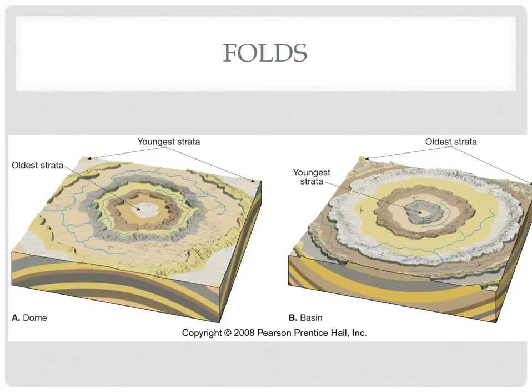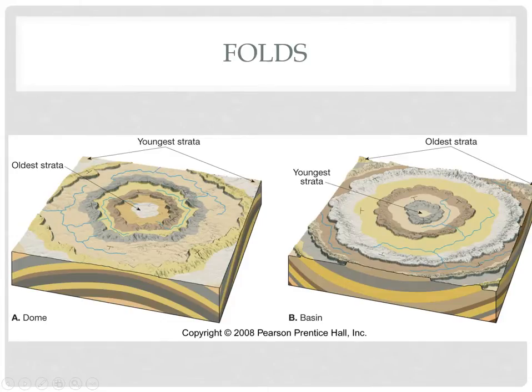One last set of folds. In this case, these are circular folds. So a dome is a circular fold that has the oldest rocks in the middle. It's like a dome shape. Think of a dome football stadium. This is what the rocks look like. And then that top is eroded down, and this is what you have left.